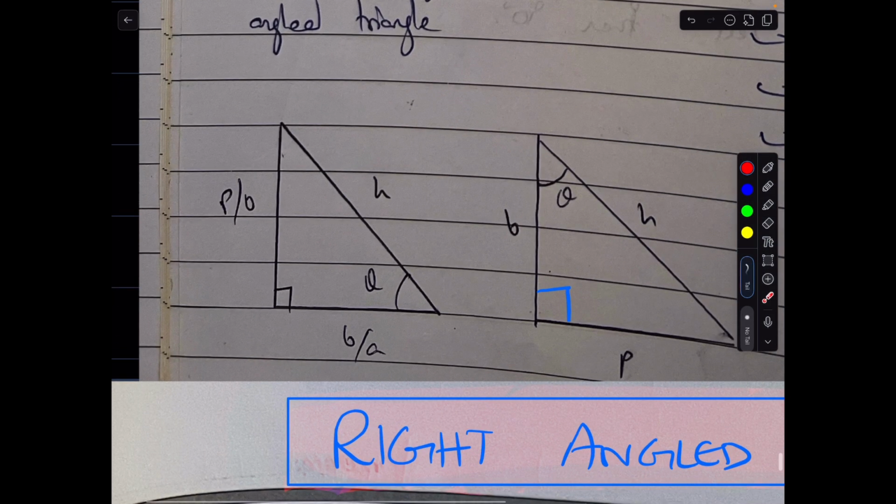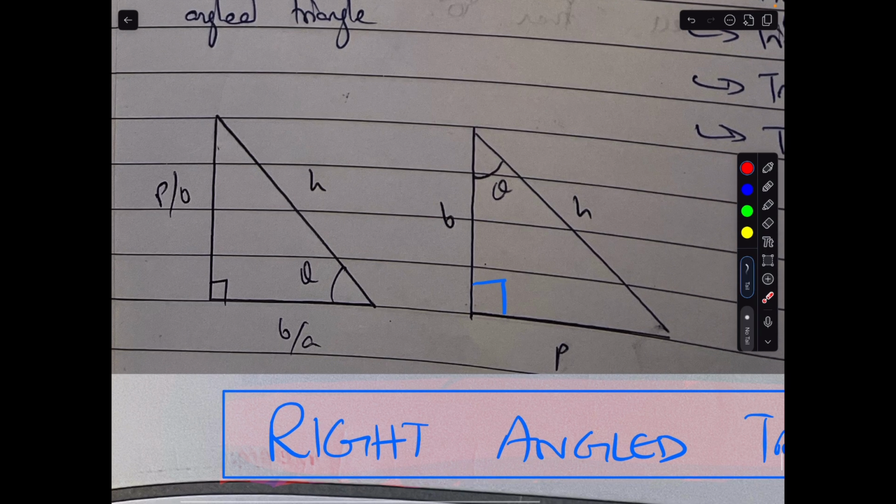So let's say we have these two right angle triangles. Now, essentially, what is the hypotenuse? What is the perpendicular? What is the base? It's based on where the angle is located. For example, in this case, the angle is located here. So this side will be the opposite. This would be the hypotenuse, and this would be the adjacent side.